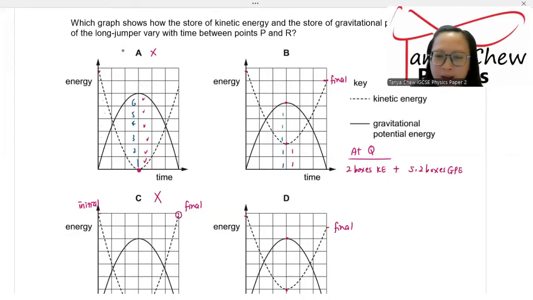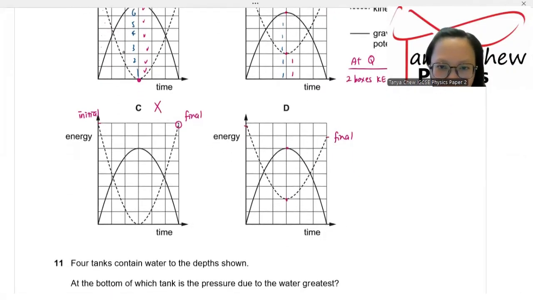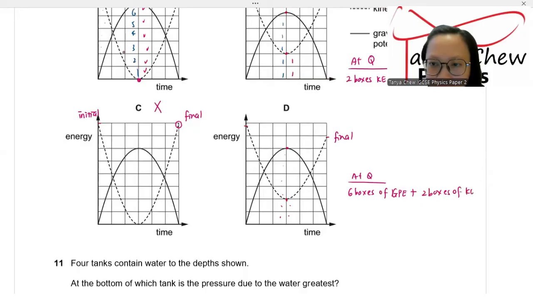So right, and then what about D? I have gravitational potential energy at Q. Yeah, this is at Q. The middle part is at position Q. So I have 1, 2, 3, 4, 5, 6. Okay, 6 boxes of GPE plus 1, 2, 2 boxes of KE.